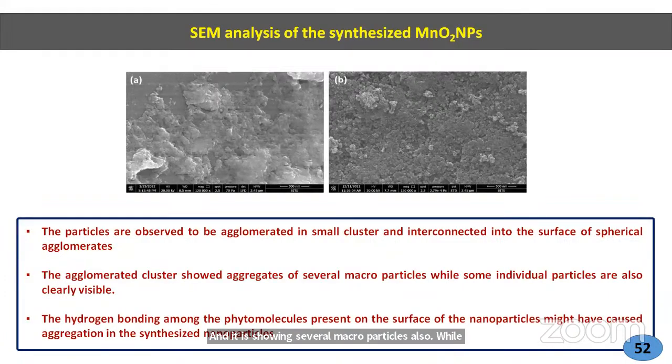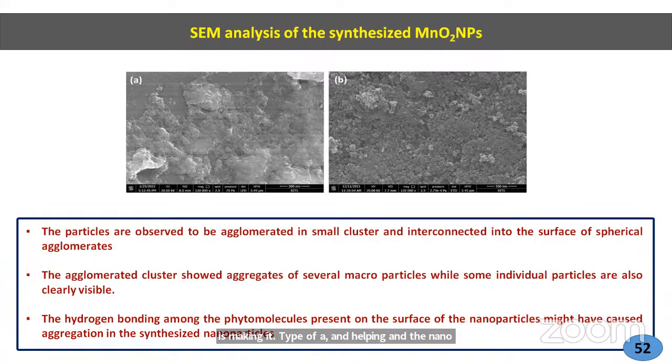So what I mean to say is that the phytomolecules which are present, through hydrogen bonding between them and the surface of the nanoparticles, might have caused the aggregation, because the algae has a huge amount of polymeric material and some particular metabolites acting on it. These phytomolecules, with specific hydrogen bonding, cause a type of aggregation and help the nanomaterials to be formed.